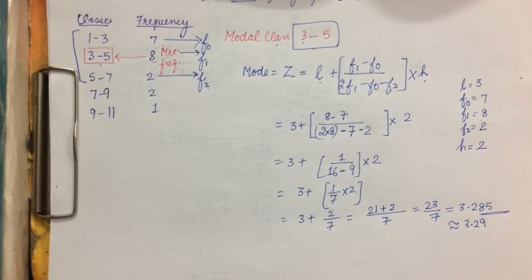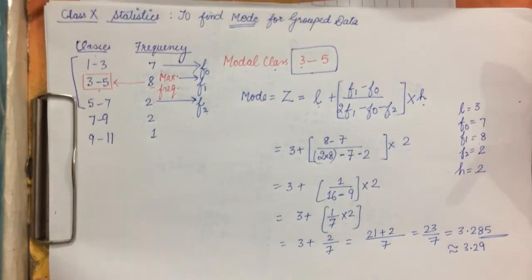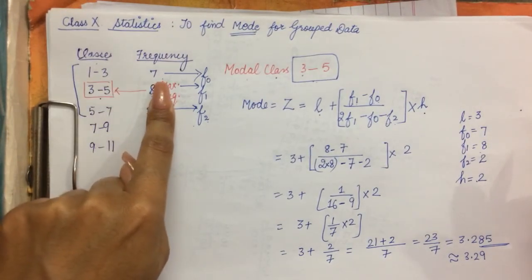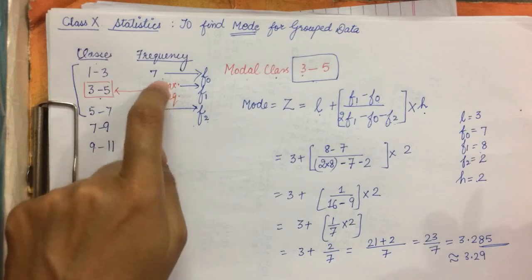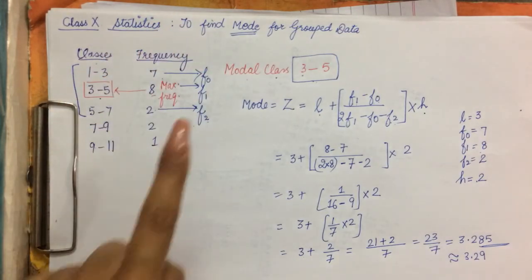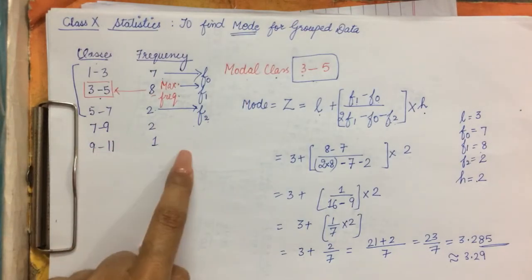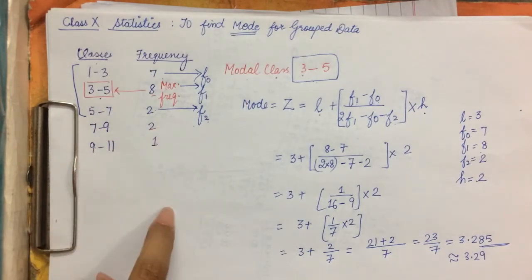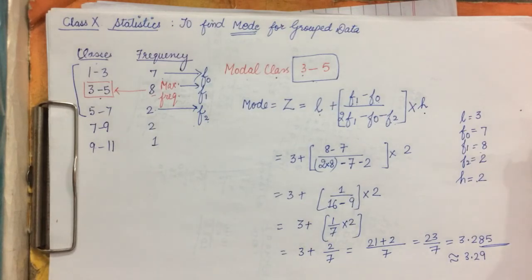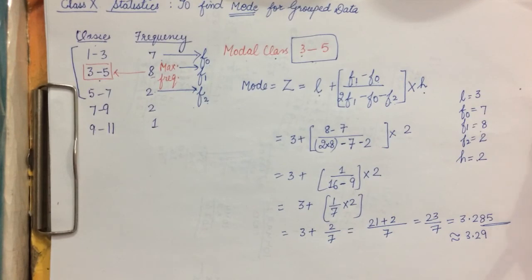Now there are 2 special cases when your modal class is either the first class or the last class. If the modal class is the first class, then what will be the frequency before it? The frequency before it will be taken as 0. And if your modal class is the last class, then you need a frequency after that. In that case, the frequency after that will be taken as 0. So keep that in mind and try doing exercise 14.2.